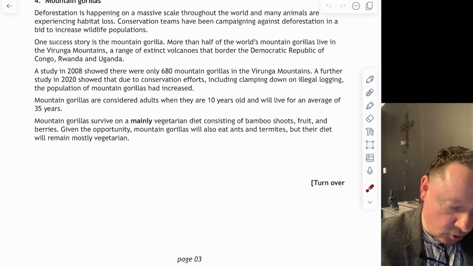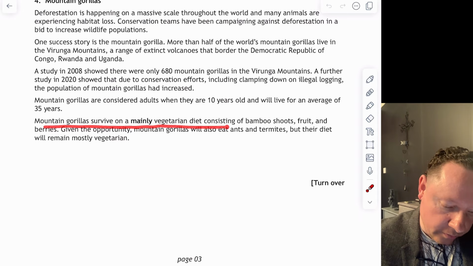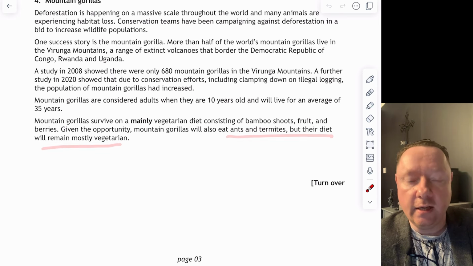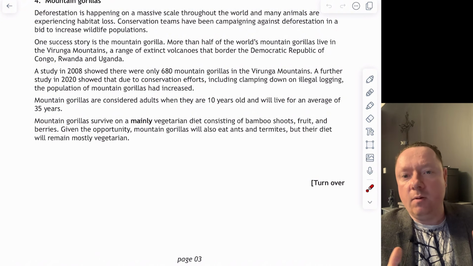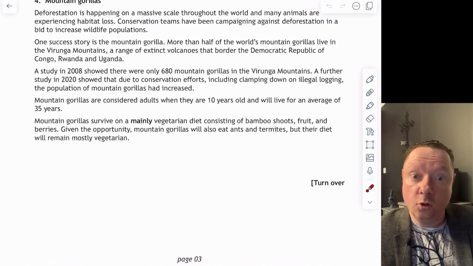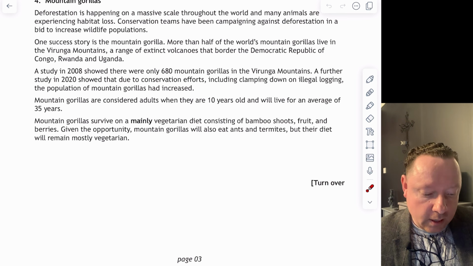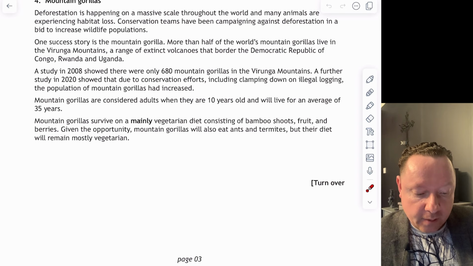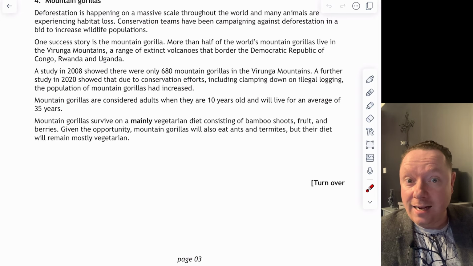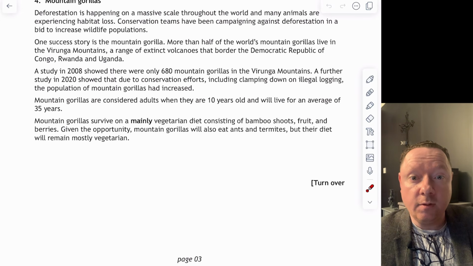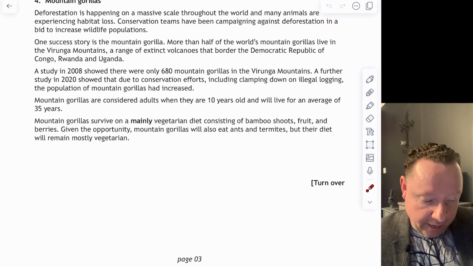And the second trick, mountain gorillas survive mainly on a vegetarian diet consisting of bamboo shoots, fruits and berries. Given the opportunity, they will also eat ants and termites, but their diet will remain mostly vegetarian. So what does that mean? Well, if you're mainly or mostly something, it means you do it more than 50% of the time. So if you're going to pick the amount of termites or ants that the gorillas eat, you have to pick a number less than 50%.